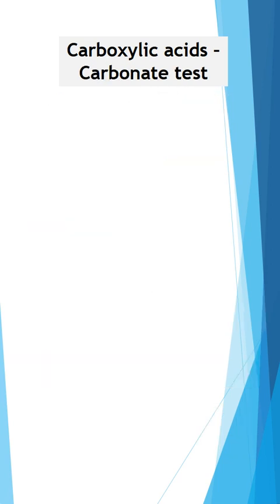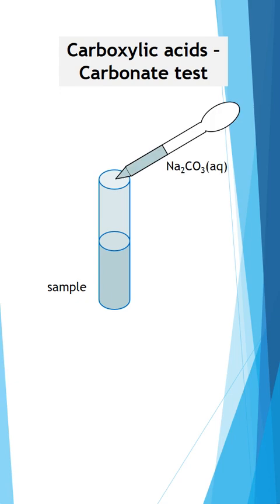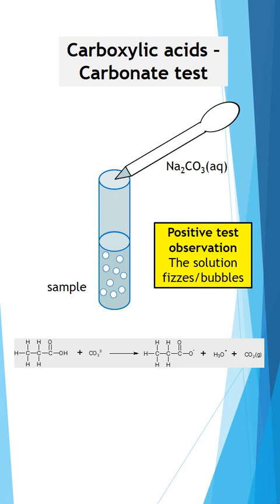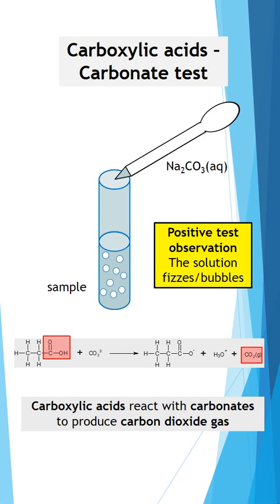If we want a definitive chemical test for carboxylic acid, we usually add sodium carbonate or sodium hydrogen carbonate, sodium bicarbonate. We take the sample, we add a solution of our sodium carbonate, and when the solution is added, we get this effervescence, or these bubbles produced. These bubbles are carbon dioxide gas, and this is a positive test for a carboxylic acid. What's happened here is the carboxylic acid has reacted with the carbonate to produce carbon dioxide gas.